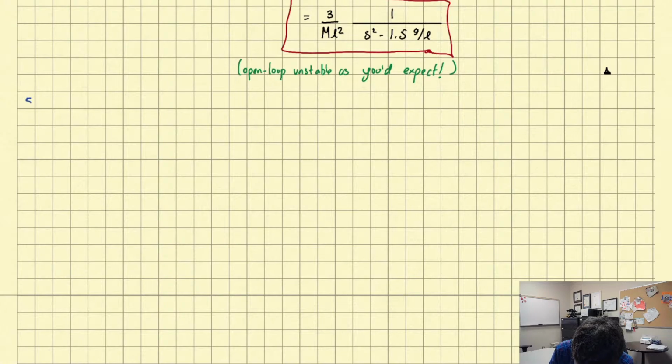So 5.2.2, control design using linearization.